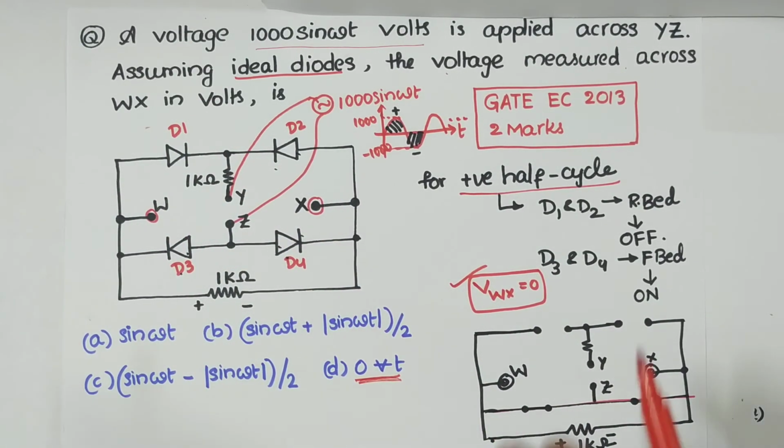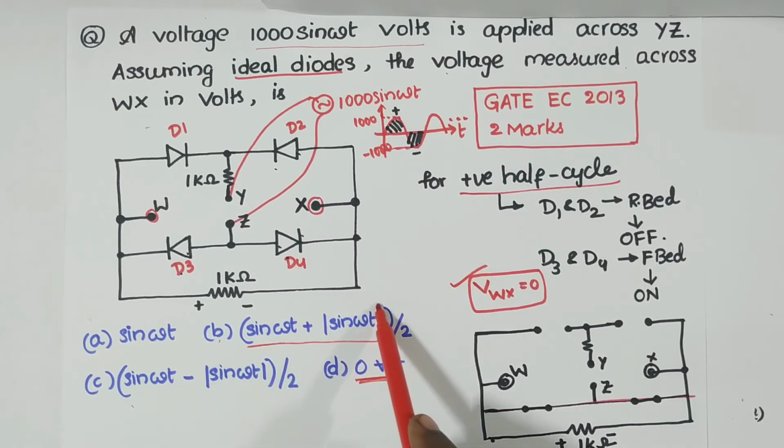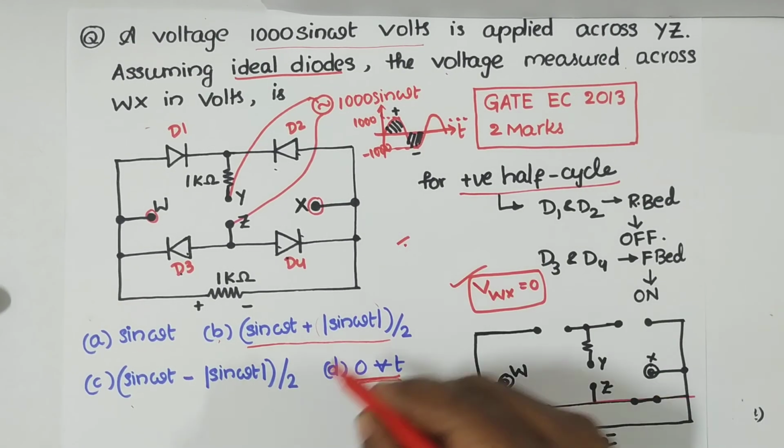If I don't know how to solve this simple question, definitely some of us will go for option B or C, because they look lengthy, with a plus modulus of sine, minus modulus of sine. So we think of going to B or C. Please don't do like that. This is a very simple question. First of all, focus on what the question is asking, then accordingly go for it. So option D is correct.